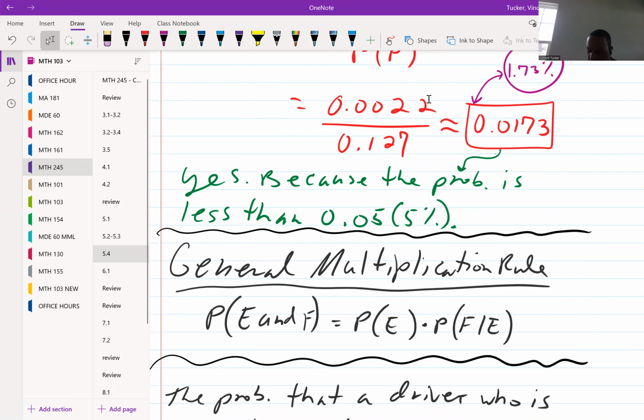All right, so the probability that a driver who is speeding gets pulled over is 0.8. The probability that a driver gets a ticket, given that he or she is pulled over, is 0.9. What is the probability that a randomly selected driver who is speeding gets pulled over and gets a ticket?